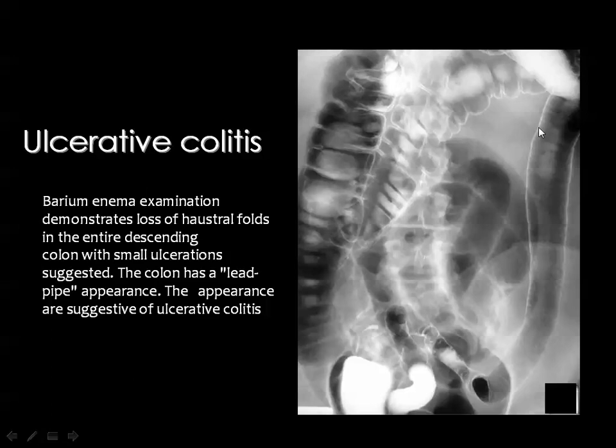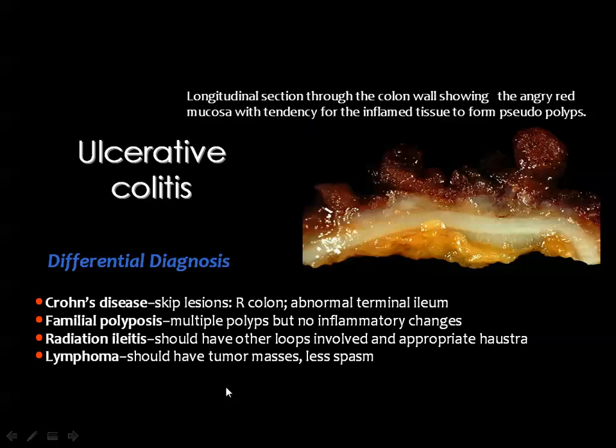This is a case of ulcerative colitis, showing the effacement of the haustra on the left side of the colon with relative narrowing of the colonic lumen. Ulcerative colitis has to be differentiated from Crohn's disease, which usually affects the terminal ileum and may extend into the right side of the colon, and skip lesions are one of the criteria.